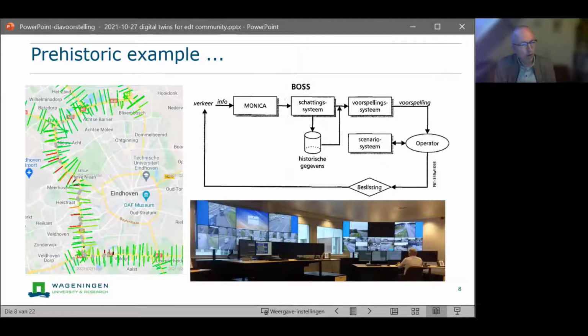Then to shed some more light on what we have in mind with digital twin, a prehistoric example from my personal history. When I was working at Rijkswaterstaat about 20 years ago, we were working with real-time traffic monitoring data, which is shown on the map on the left of this slide, around Eindhoven, for instance. Rijkswaterstaat has real-time monitoring data available of traffic flow and speed every minute along the entire highway network of the Netherlands.